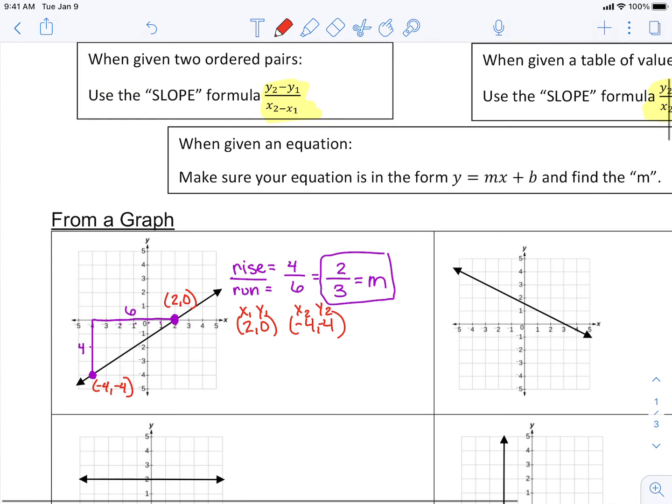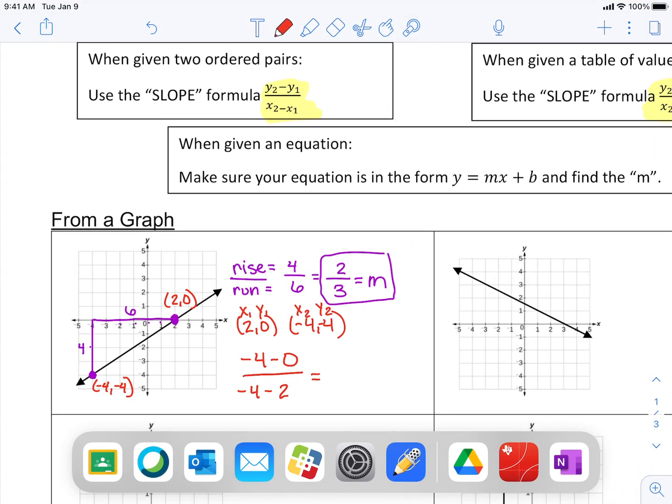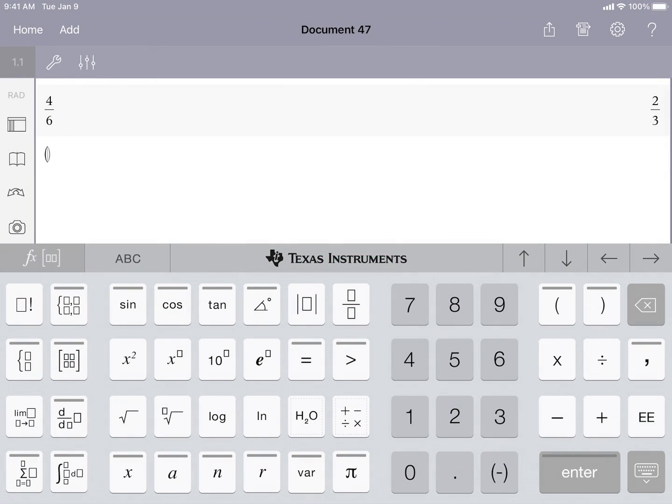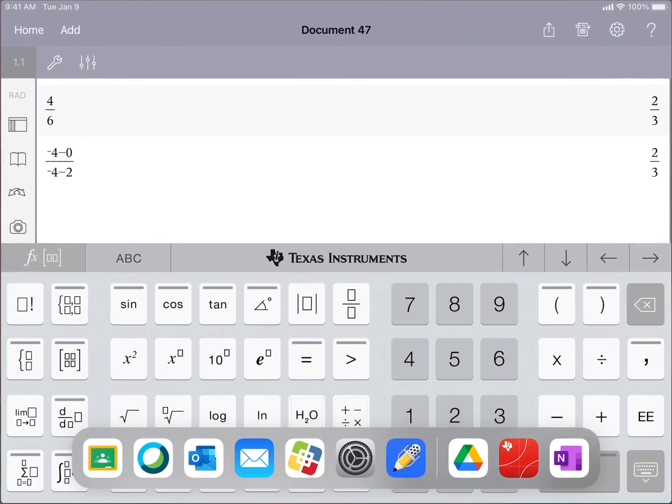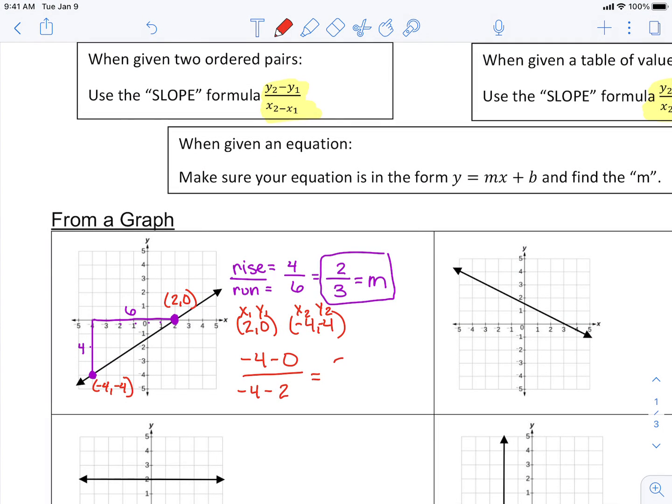So our formula is y sub 2 minus y sub 1. I'm going to take -4 minus 0 over x sub 2, so -4 minus 2. From here, all I'm going to do is type it in the handy dandy calculator. I put it in parentheses: -4 minus 0, close parentheses, then the fraction button, and I had -4 minus 2. I press enter and I get 2/3 as well. So just to show you that no matter which way you do it, you get the same exact answer.